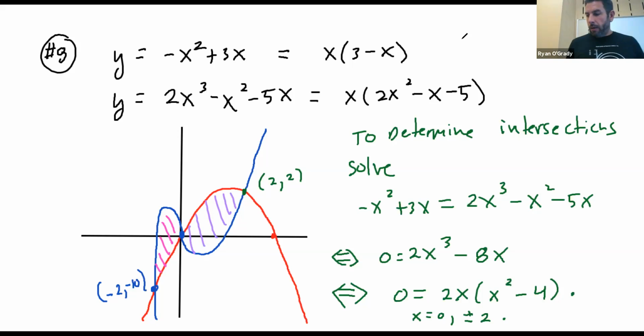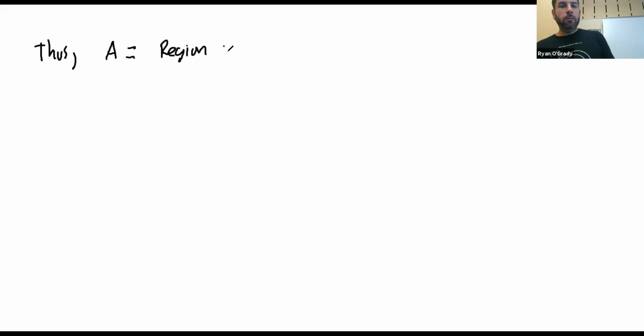Okay, so here's what we got. If we go to the next page, we're going to integrate it. But let me remind you that we have 2 integrals. The first one, the blue guy, the cubic is up top. And then for the second region, the cubic is now the bottom. So let's be very careful with this. So the area equals region 1 plus region 2.